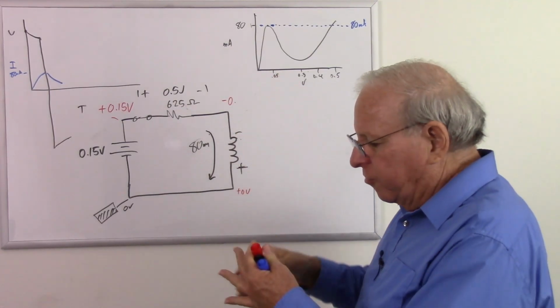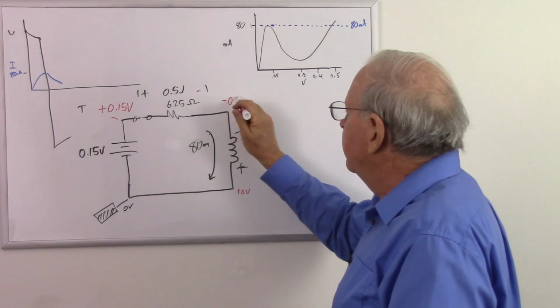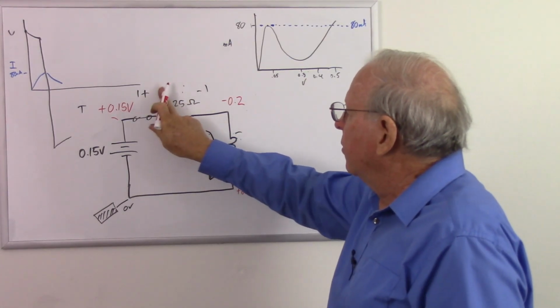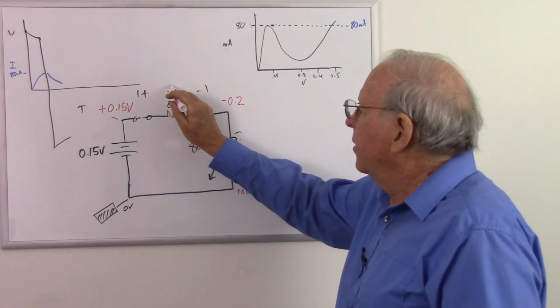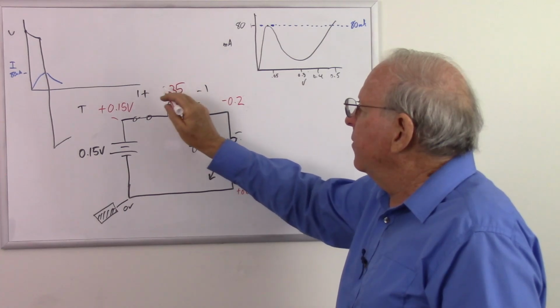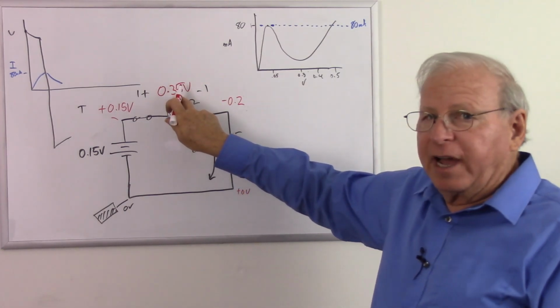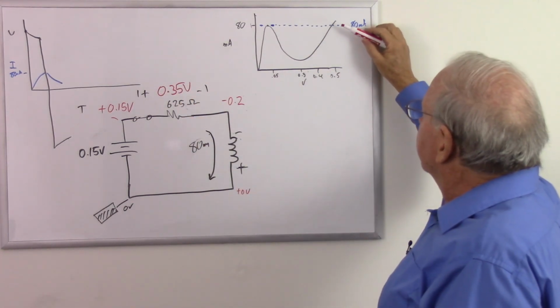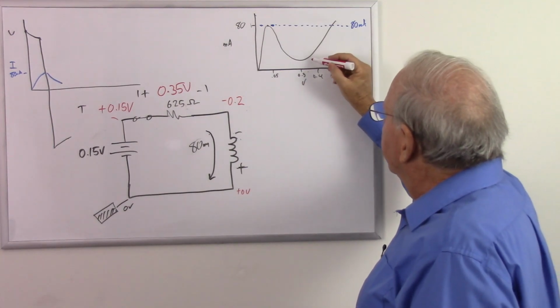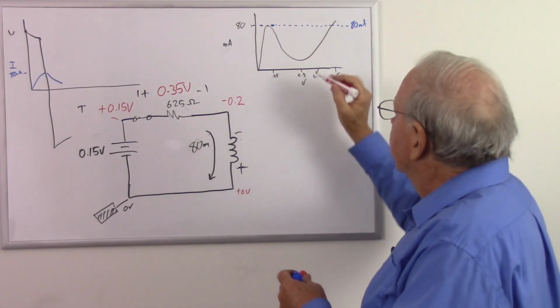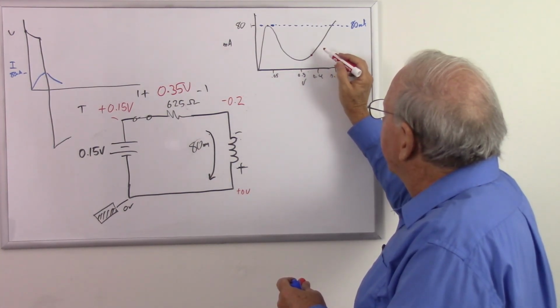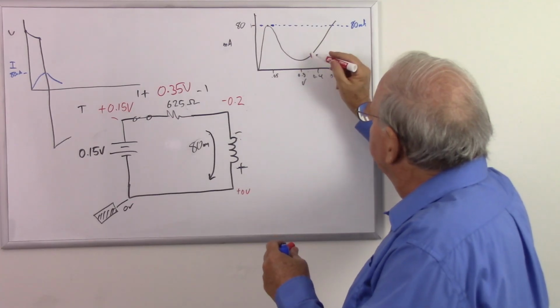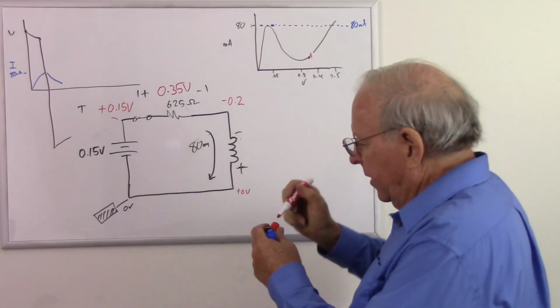Let's just say it's going to drop down to minus 0.2. That's going to put a total of 0.35 volts. So it's gone from 0.5 down to 0.35. So now this has dropped down to where we're somewhere right around, I'll do it in red, to that point right there. Well, maybe a little closer to right there.